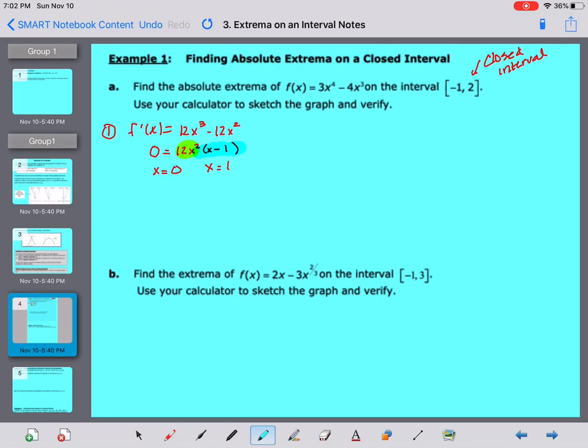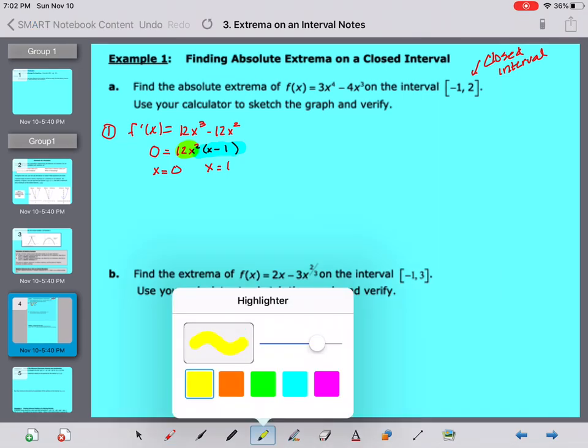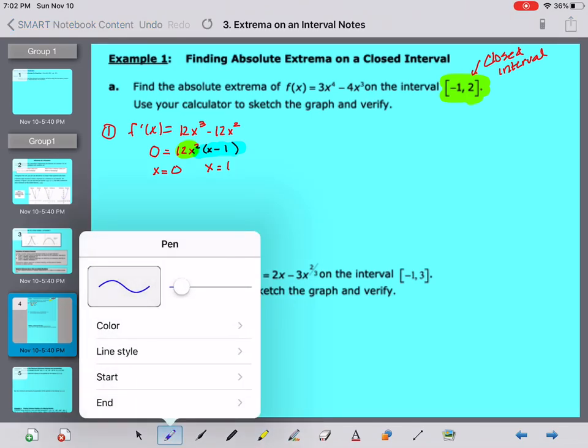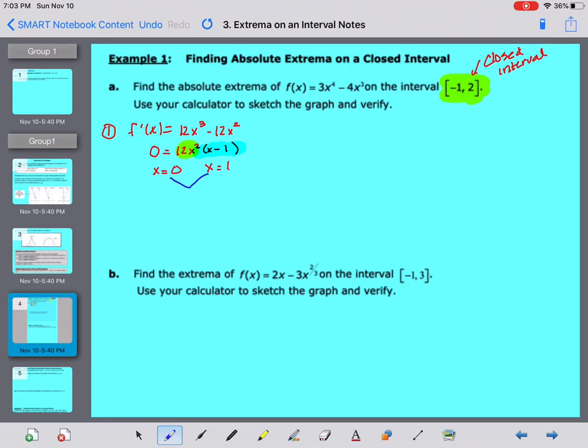Because 0 and 1 fall in the closed interval we're dealing with, they're both between -1 and 2, so they're both what we call candidates to be the maximum or minimum. Both of these are candidates. That doesn't mean they're going to be the max or the min, but they're the possibilities. Our max and mins can happen at the endpoints, but they can also happen in the interior of our interval, and those are the 2 points within the interior that possibly could be maxes and mins.